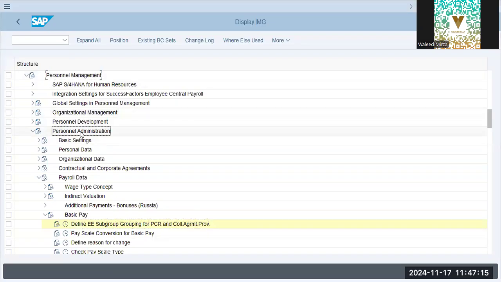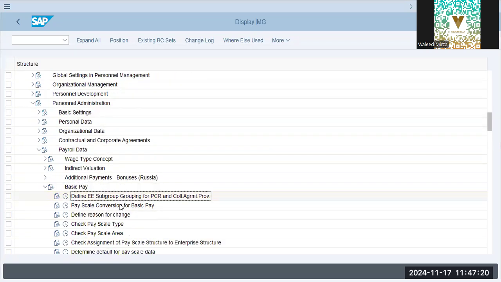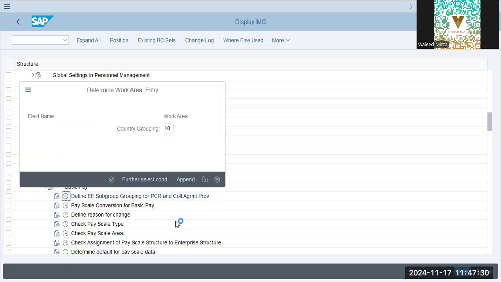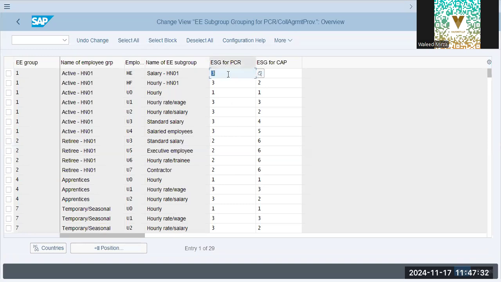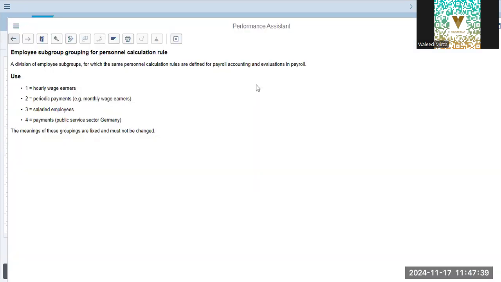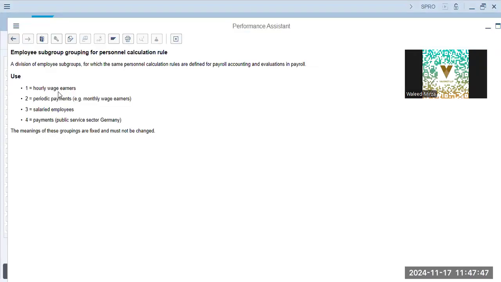Okay, personnel management, personnel administration, payroll data, basic pay, define employee subgroup grouping for collective agreement provision. Now over here we have country grouping 10 and employee subgroup. Let's see what we have, the grading that we have with this. Hourly wage earners, periodic payments.